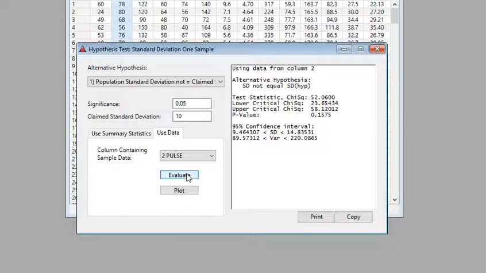Now you get a lot of output here. What's the one thing that we're looking for at this stage? P-value. All right, so we got a p-value of 0.1575.